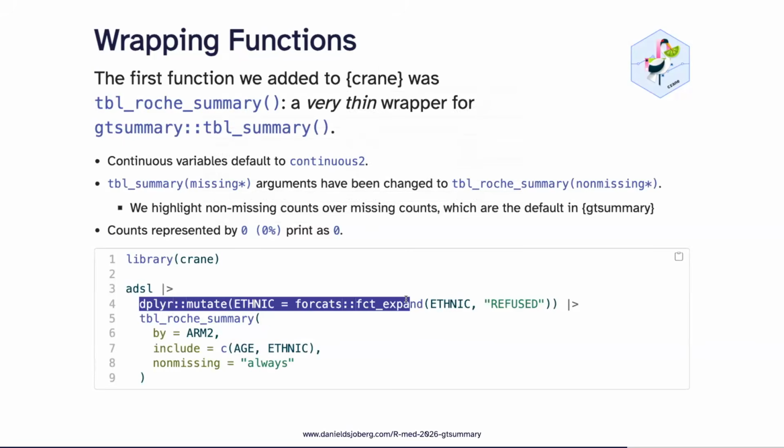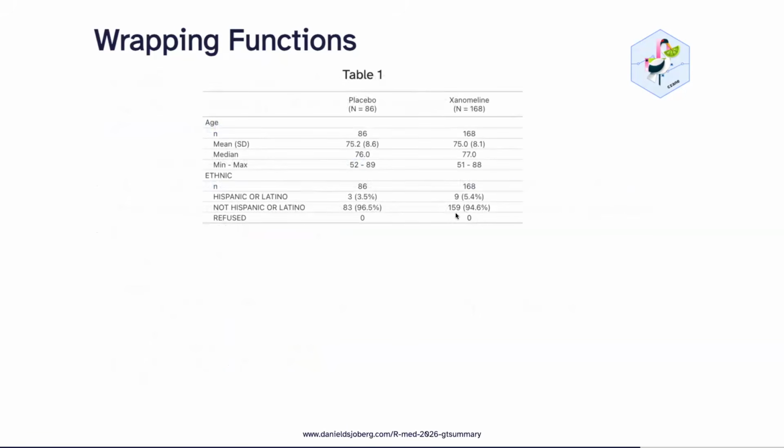Here I'm adding a factor level that is not present in the data set. And you can see here that this non-missing argument is previously called missing in TBL summary, but in Roche summary, it's called non-missing. It says, always please report to me the number of non-missing observations. You can see here that now age, these are the non-missing observations reported for age. Oh, and we report them at the top rather than at the bottom.